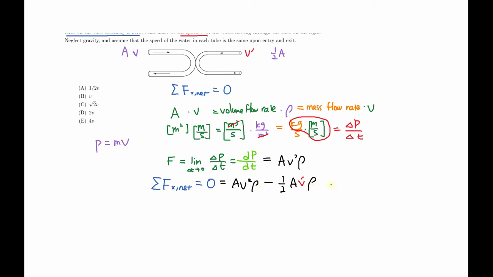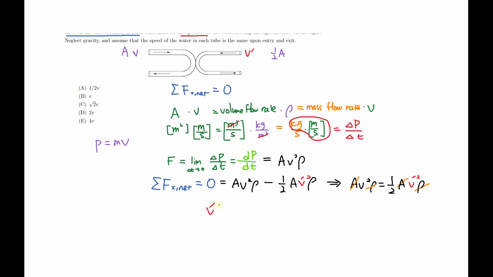The rhos will cancel out. So this becomes A v squared rho equals 1/2 A v prime squared rho. Notice the rho cancels out as I said before, and the cross-sectional area will cancel out. So ultimately we get v prime. We forgot the square here, by the way, that's important.